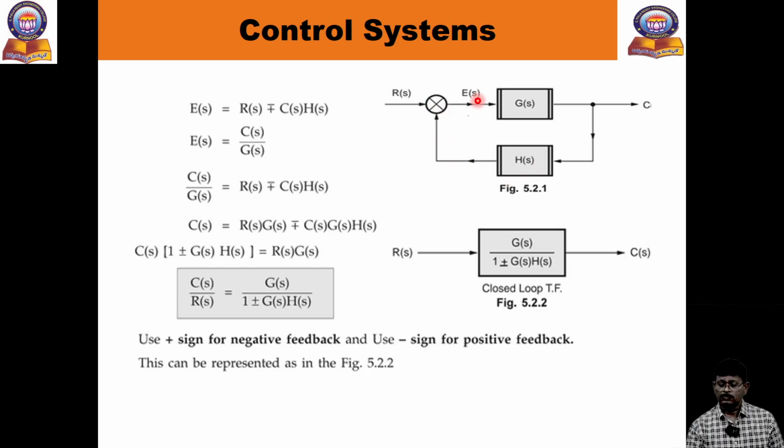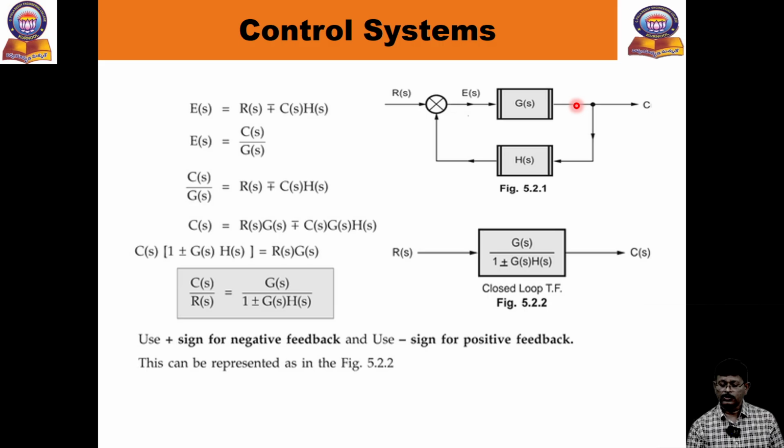This is the error. What is the error between the output and input? It is the difference, so here there may be positive feedback or negative feedback, depending on the system. Now consider E of S equal to R of S plus or minus C of S into H of S. Then C of S is E of S into G of S.